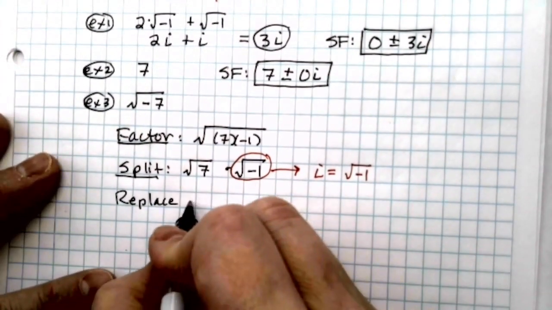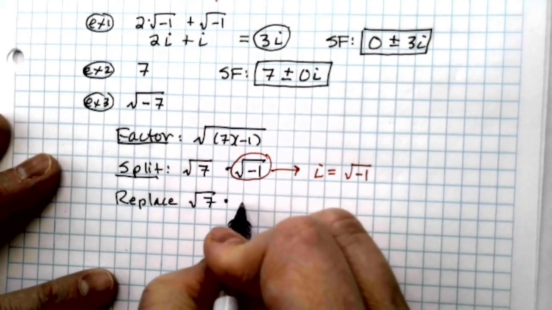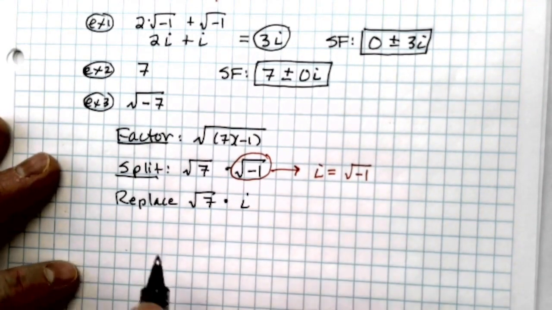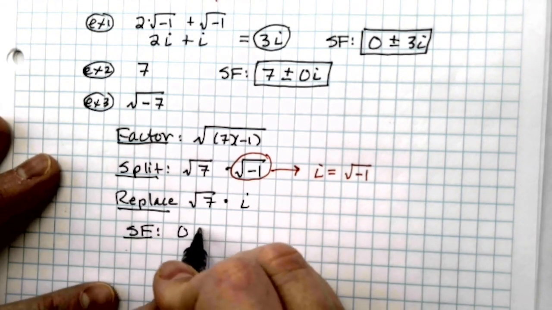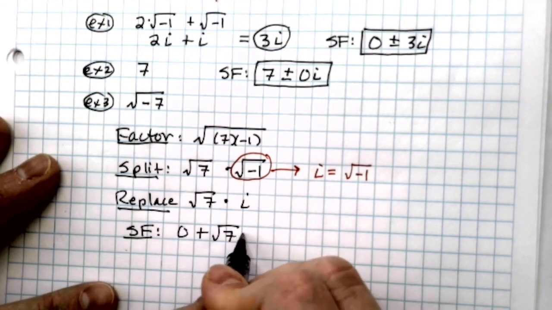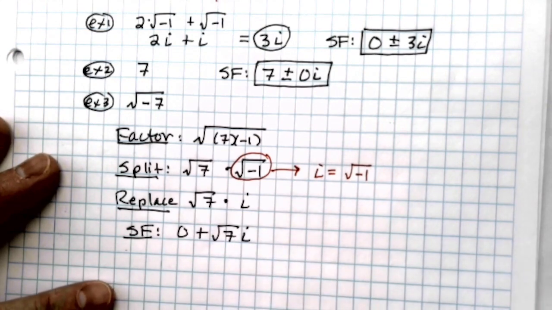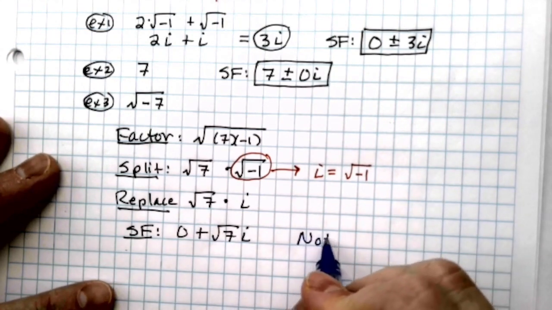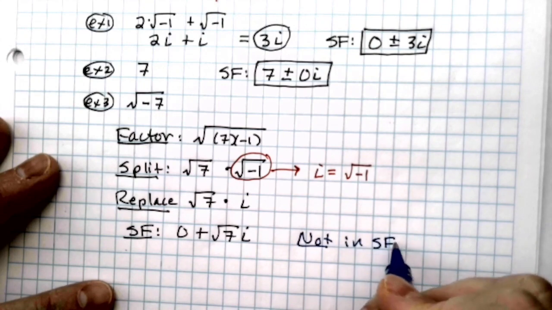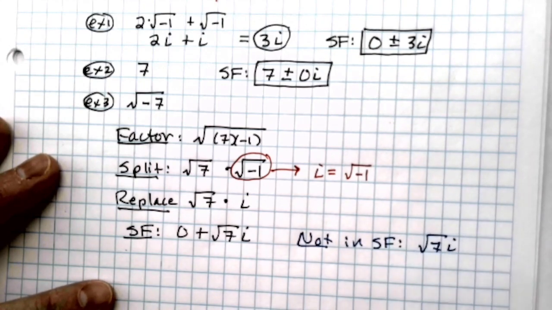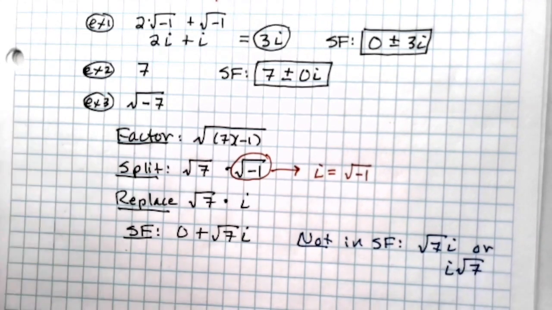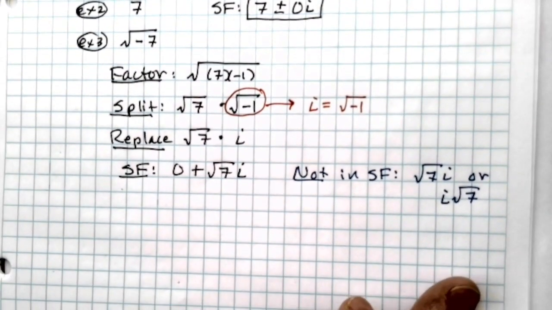and that gives us radical 7 times i, which in standard form would be 0 plus radical 7 i. If you are not in standard form, then it would just be radical 7i, or occasionally you'll see i radical 7, but not commonly because it isn't standard form.